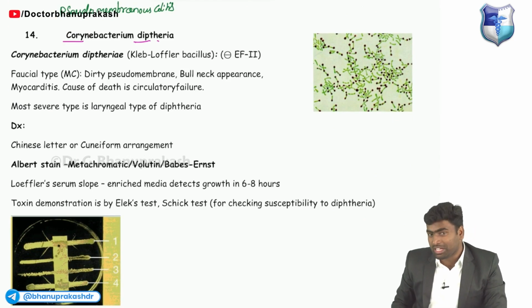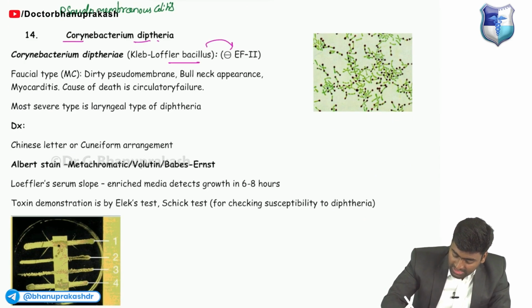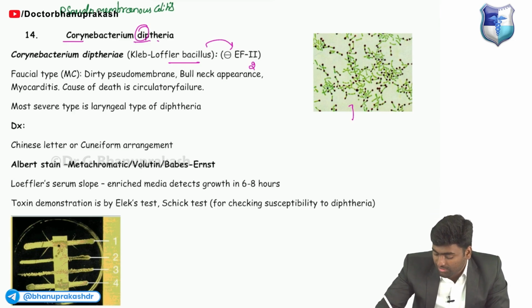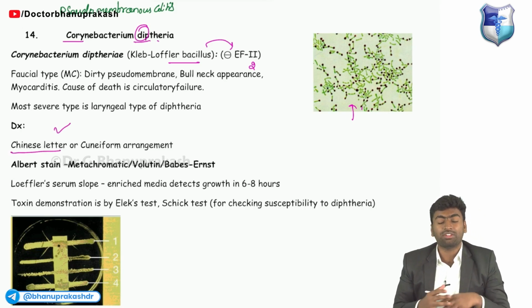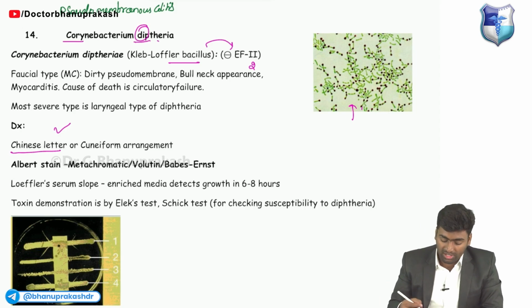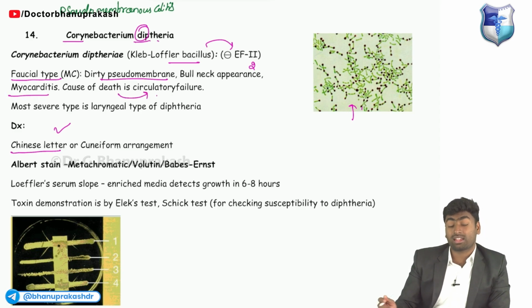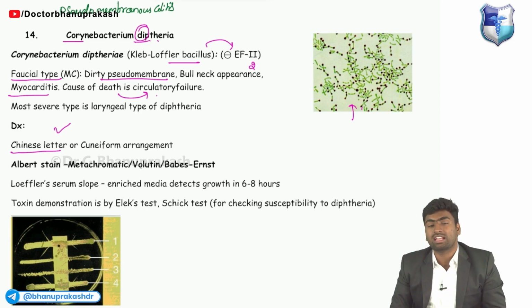As I told you, Corynebacterium diphtheriae causes a condition which is known as diphtheria. And diphtheria toxin will inhibit the elongation factor EF-2. Okay, and diphtheria will have an appearance known as Chinese letter pattern. There are different types of diphtheria. One is faucial diphtheria, which causes pseudomembrane presence, and there is myocarditis, which causes circulatory failure. But the most severe type involves the larynx, and because of the larynx, the child is unable to breathe, leading to death of the child.